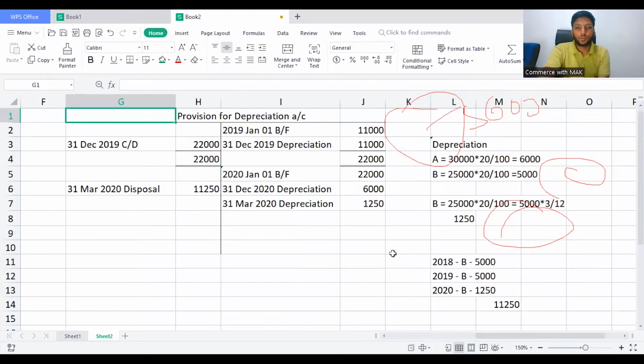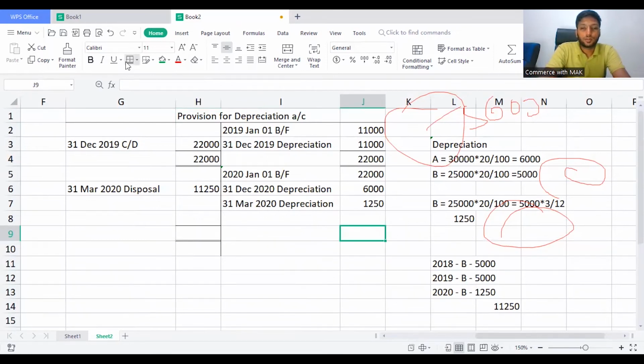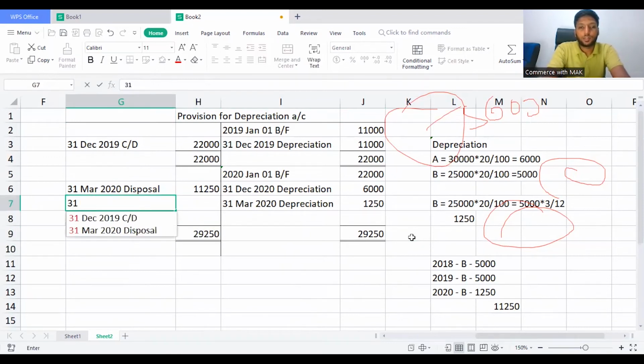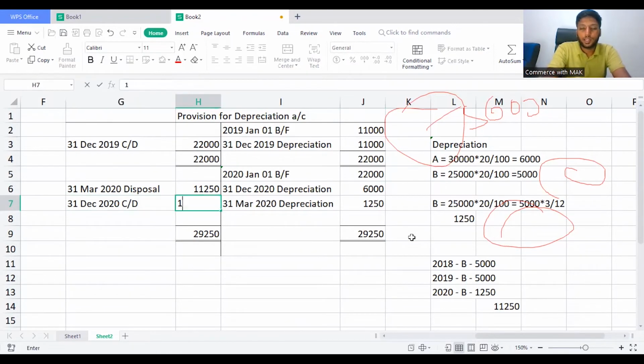We have removed this disposal, 11,250. So once I remove this, I can get a value here. Total, the carry down balances. So here I'm getting 29,250. So I'm removing 11,250. I'll get carried down as of 31st December 2020. Carried down is going to be 18,000.